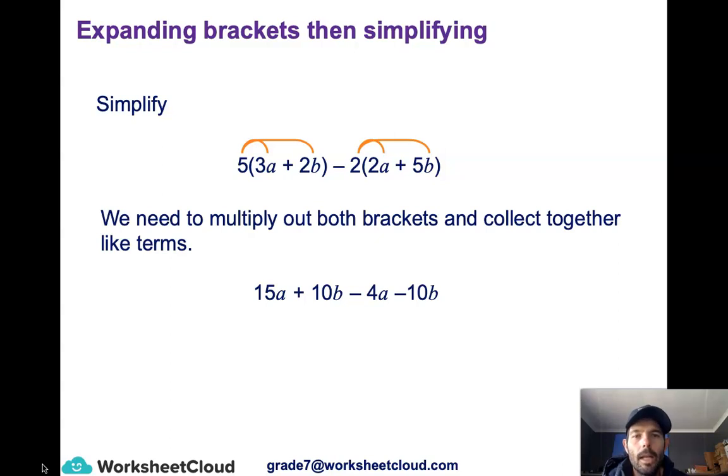Now I can collect the like terms. So the like terms are 15a minus 4a, because they've both got the same small letter a. So that's going to be 11a. And I can do 10b minus 10b, and that's going to give me 0. So my final answer is 11a.